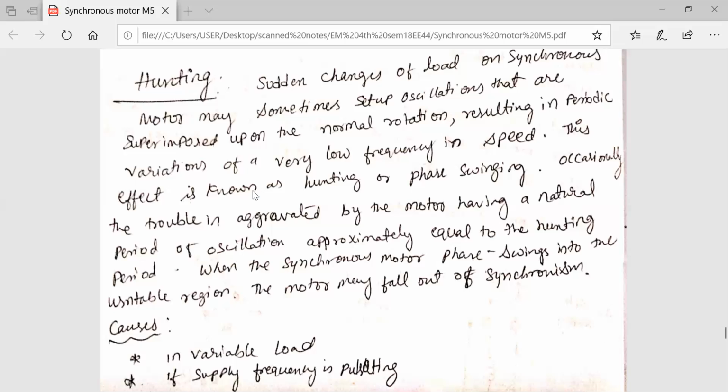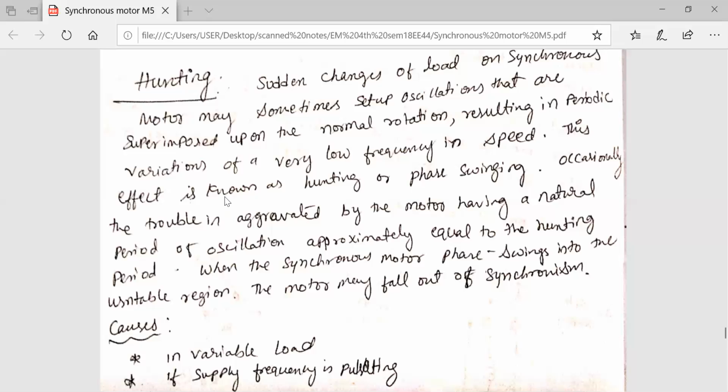So what happens? If the hunting effect increases, it will fall out of synchronism. If it is out of synchronism, the synchronous motor does not rotate at synchronous speed. Then the motor is going to be stopped. So this is one of the effects of hunting.